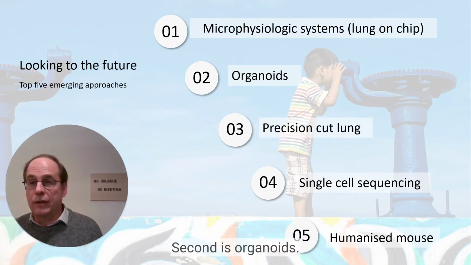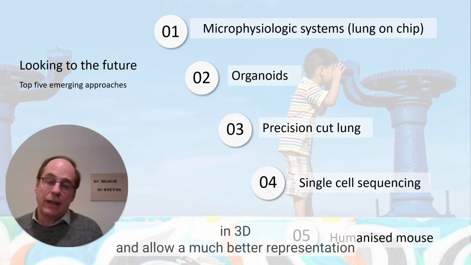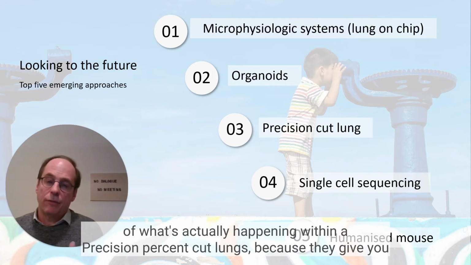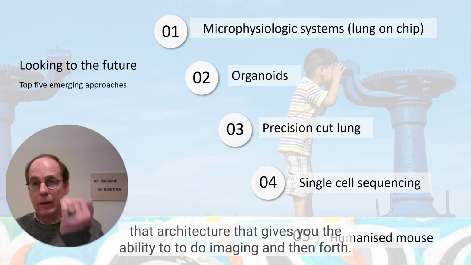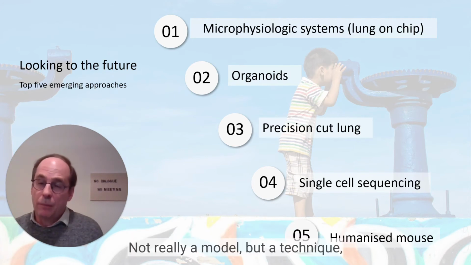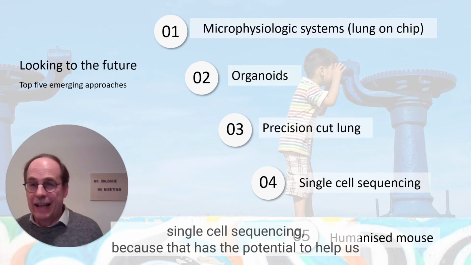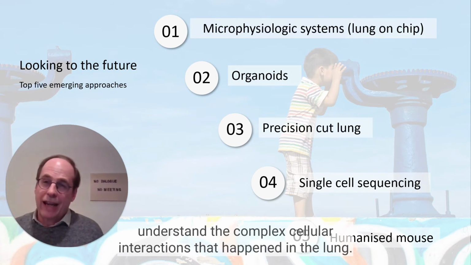Second is organoids. Just because organoids are mini lungs in 3D and allow a much better representation of what's actually happening within a lung. Third is precision cut lung, because they give you that architecture, they give you the ability to do imaging. And then fourth, not really a model, but a technique, single cell sequencing, because that has the potential to help us understand the complex cellular interactions that happen in the lung.